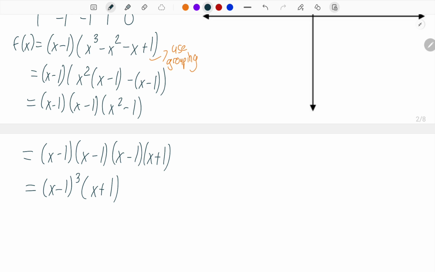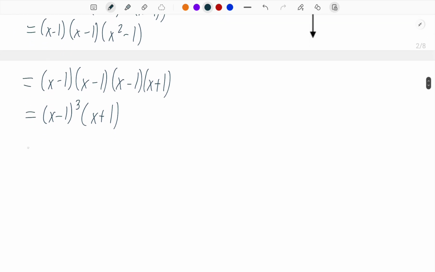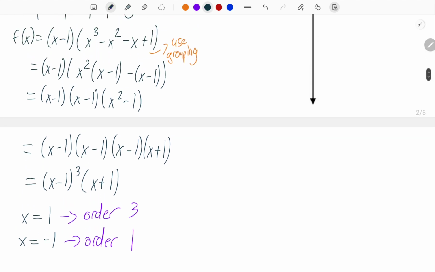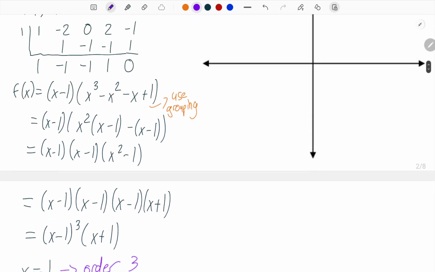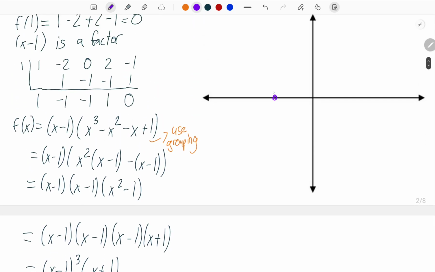Okay, so we want to get these x-intercepts onto the graph. So x equals 1, x equals -1. And I'm also going to mention the order. So order 3, or multiplicity, you might say, and order 1. And that's going to tell us how the root looks like, what the behavior of the graph around that x-intercept is. So let's plot that down. So we have 1 and -1. Let's spread it out. We've got lots of space. 1, -1.